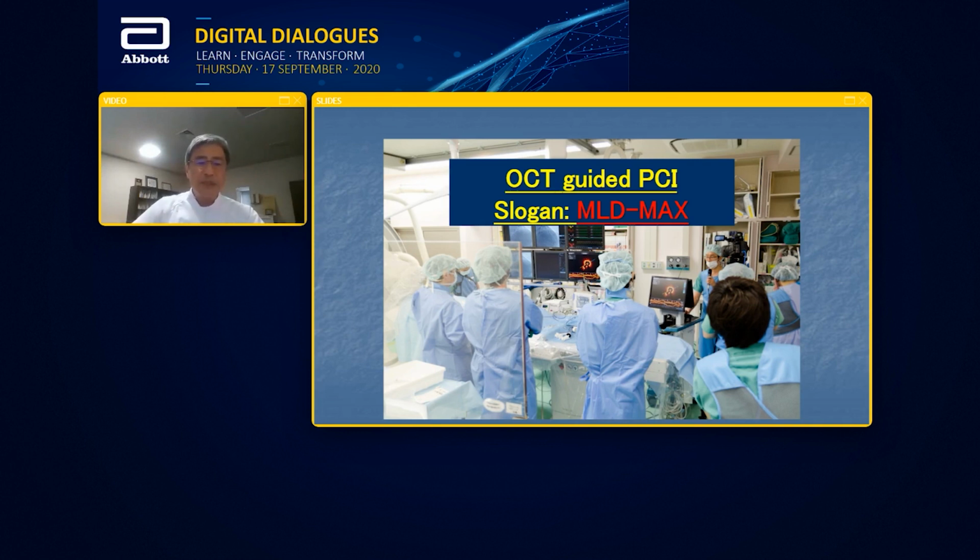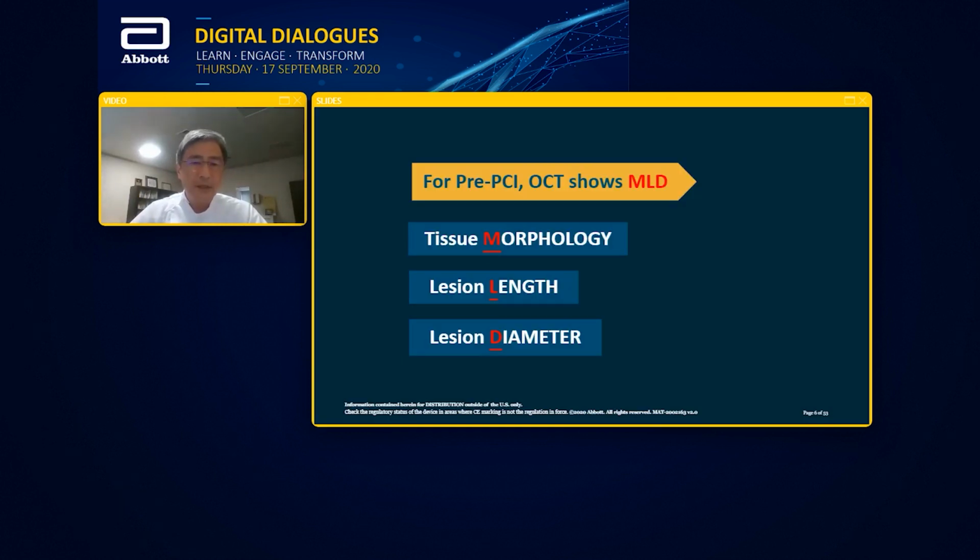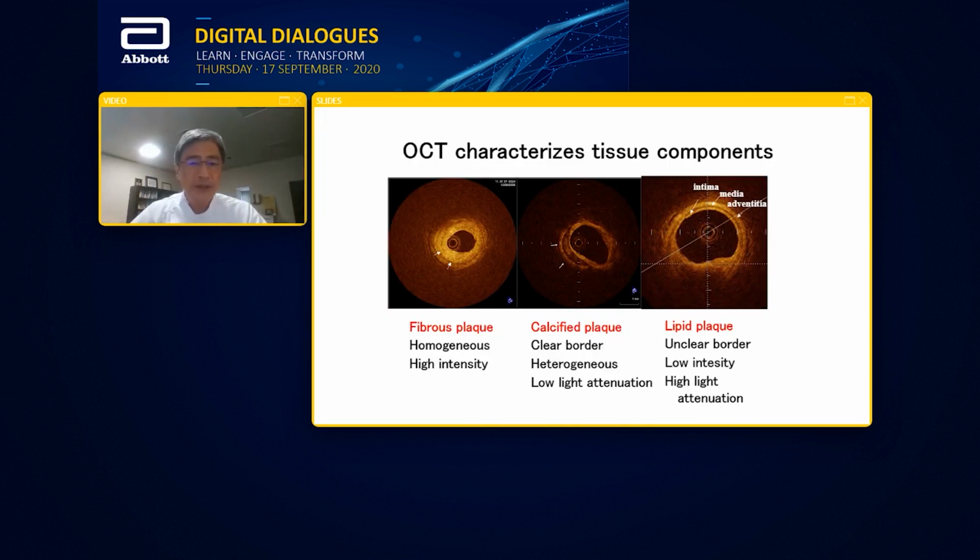So in OCT-guided PCI, there is a slogan, MLD MAX. For pre-PCI, OCT shows MLD. M means tissue morphology, L means lesion length, and D means lesion diameter. As you know, OCT characterizes tissue components. Fibrous plaque is identified as homogeneous high intensity. Calcified plaque has a clear border, heterogeneous and low light attenuation. Lipid plaque has an unclear border, low intensity, and high light attenuation.